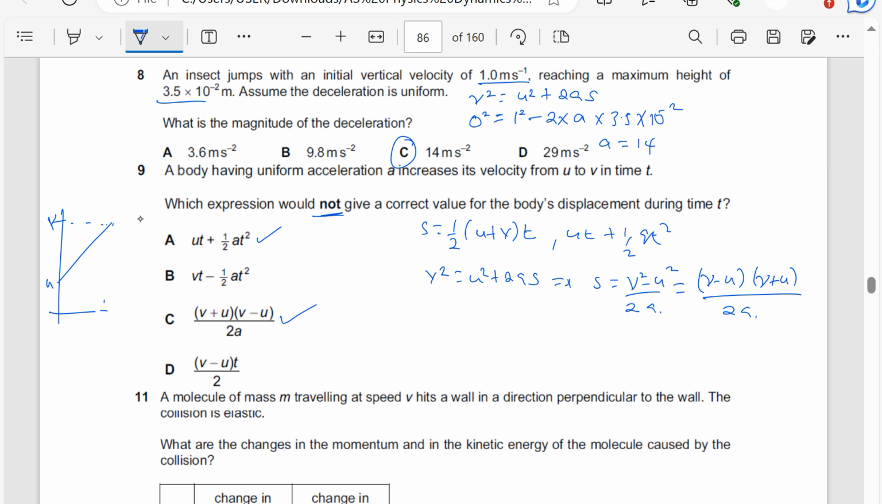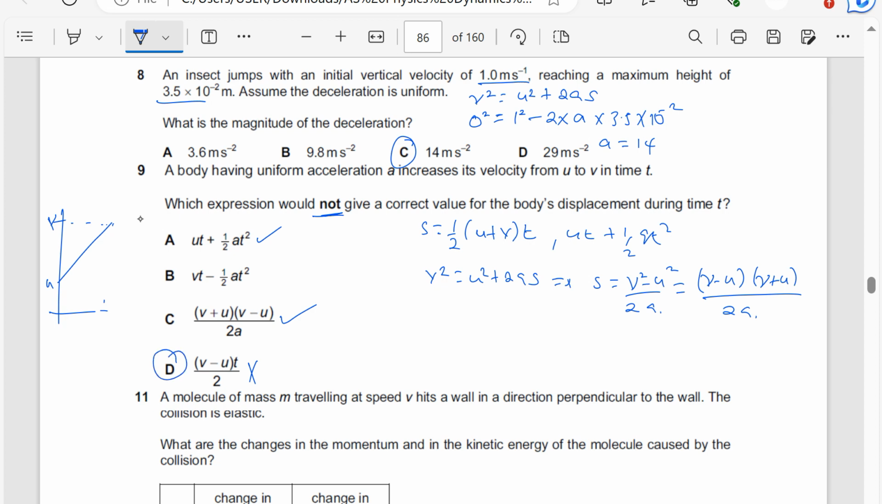A body having uniform acceleration a increases its velocity from u to v in time t. Which expression would not give a correct value for the body's displacement during time t? So first of all, I think the answer is going to be D. D will not give the displacement because (v minus u) over 2 is not the average velocity, so the answer is going to be D.